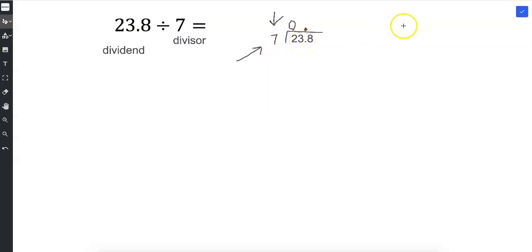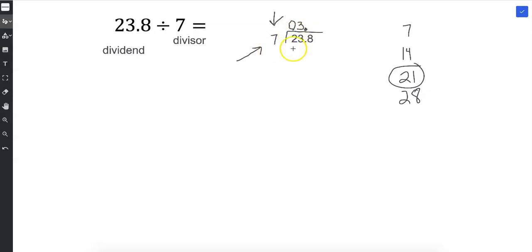Well, let's think about our multiples of 7. 7 times 1 is 7. 7 times 2 is 14. 7 times 3 is 21. We're getting closer. 7 times 4 is 28. Oh, that's too much. That's over 23. So we need to use 21. And 7 times 1, 2, 3 is 21. So we put that 3 at the top, because 7 goes into 23 3 times.